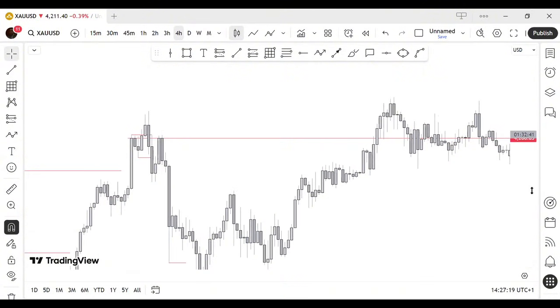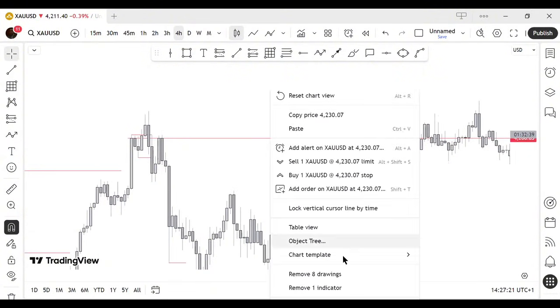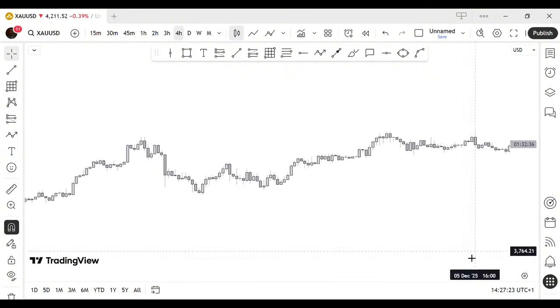Now let's look at this particular area here as well. Let me clear my chart and look at this particular area as well. Now I can see very clearly from here as well. What do we have here?